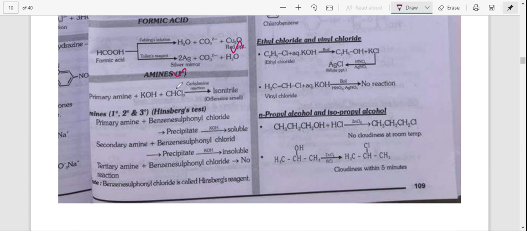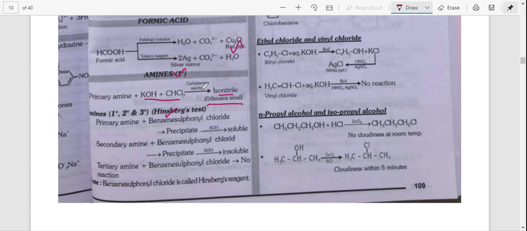This is the carbylamine reaction. It gives an isonitrile, which has an offensive smell. You can see the reaction when a primary amine is reacted with KOH plus CHCl3. Then, to distinguish amines as primary, secondary or tertiary, another test is the Hinsberg test.